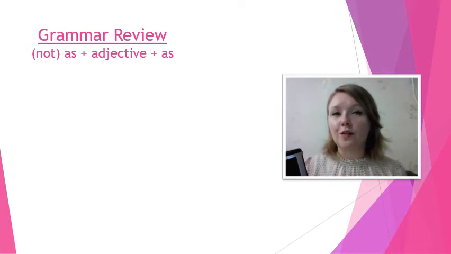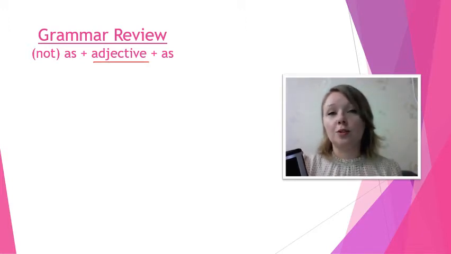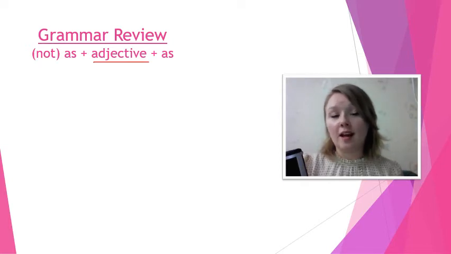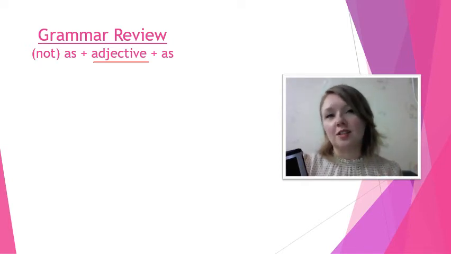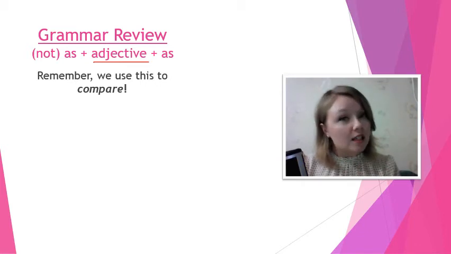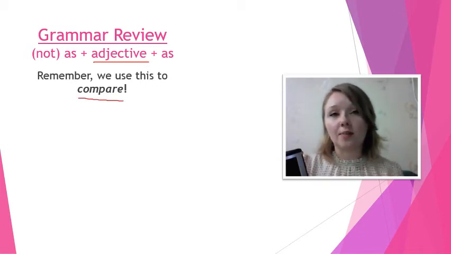First, we are going to review some grammar and do some listening to test our knowledge. First, let's review this grammar point. As, adjective, as, or not as, adjective, as. If you remember, an adjective is a word we use to describe things, right? It's 형용사. So if we are using as, adjective, as, we're using it as a description of something. More specifically, we use this to compare.